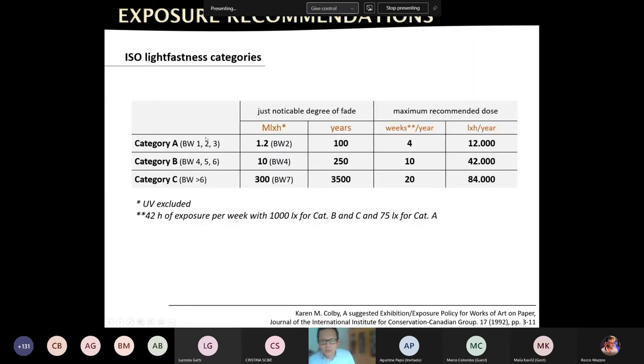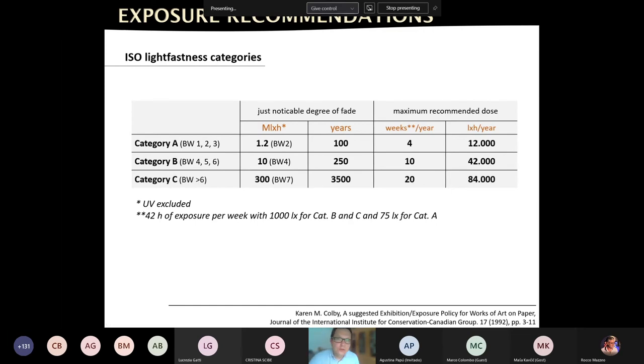And using these broad categories, there are some recommendations on what kind of illumination can be used and what kind of fading can be expected from an object belonging to a given category over the periods of time addressed here. And the maximum recommended dose, for example, for category A, is illumination of 50 lux 4 weeks a year. So dark storage is recommended for all the objects belonging to category A. As I said, these categories are very broad, and this will really limit the possibility to present the objects from collections to viewers.